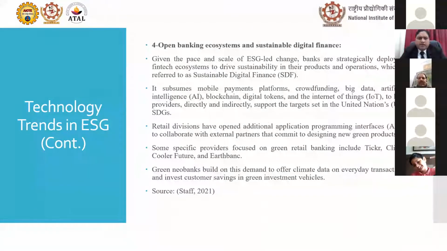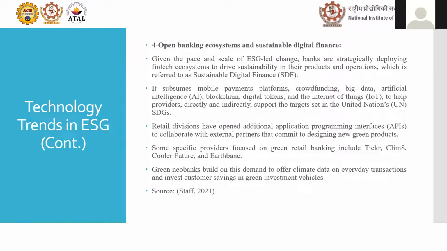Fourth is the open banking ecosystem and sustainable digital finance, right? So now with these digital technologies happening, banks are strategically deploying the fintech ecosystem to drive sustainability in their products and operations, which is referred to as sustainable digital finance, right? It subsumes mobile payment platforms, internet banking, artificial intelligence, blockchains, digital tokens, and Internet of Things, and directly supports the targets set by the United Nations Sustainable Development Goals, right? So this is also how technology can help ESG, and these are some of the trends in ESG.